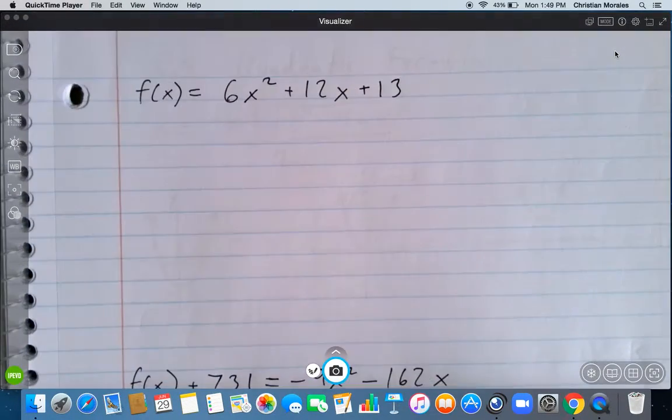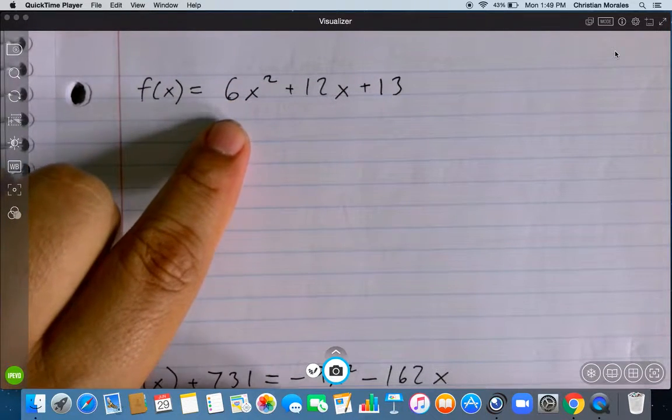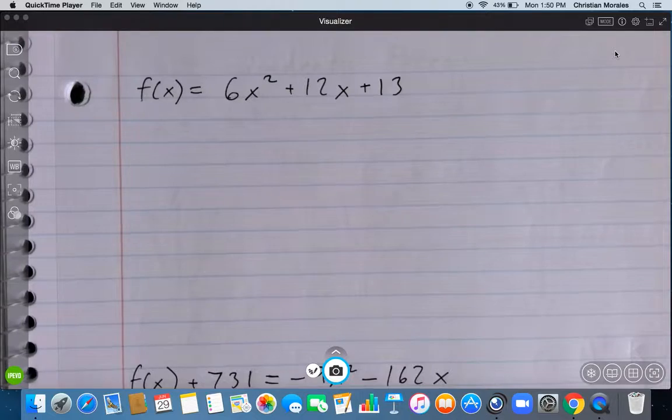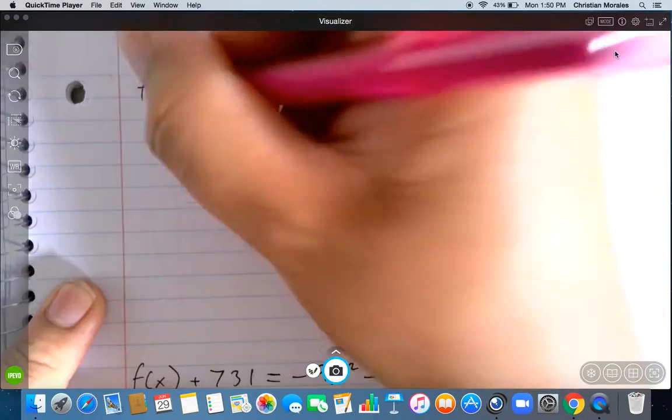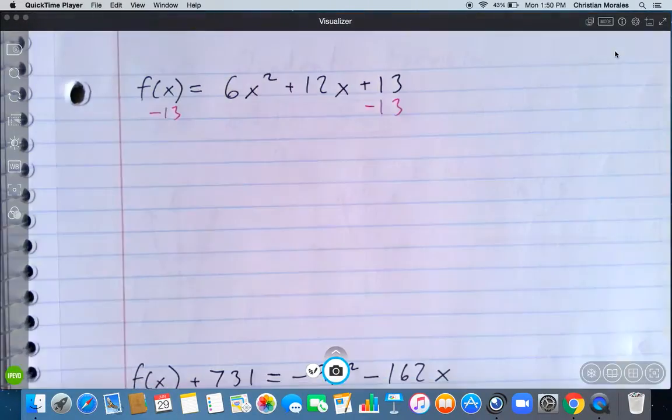Now let's show you one that's a little bit more complicated. If you guys remember, sometimes there's numbers in front. So we have to deal with that. But before you do that, let's move this C out of the way.